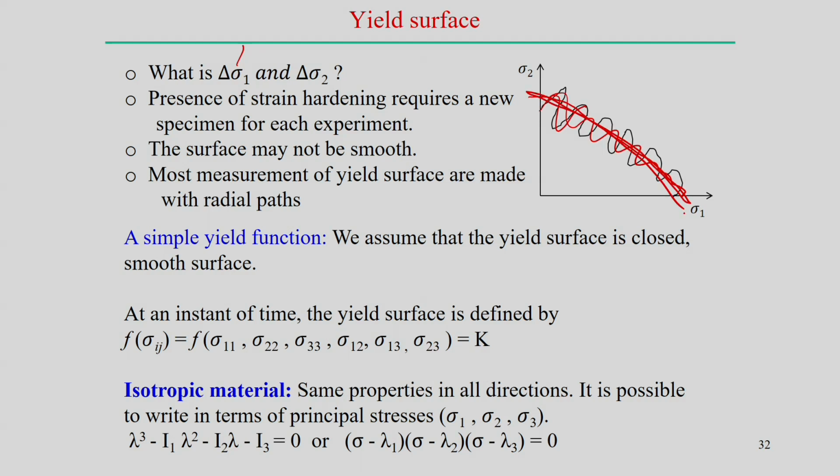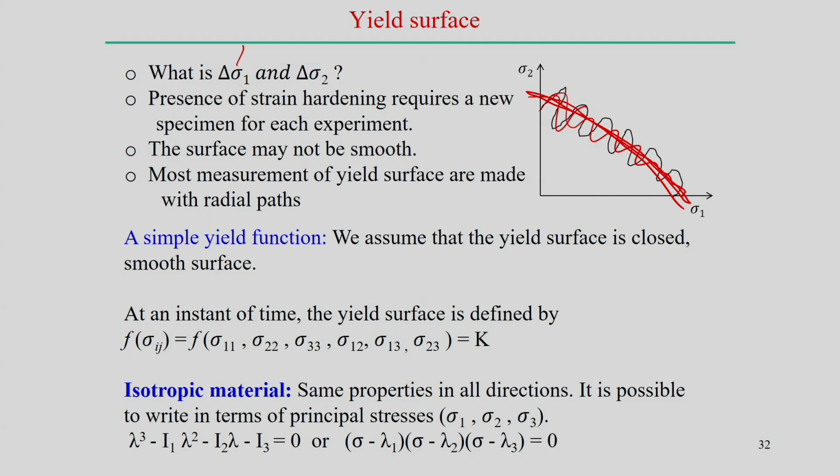So, some averaging value. Of course, the presence of strain hardening requires a new specimen for each and every experiment, since there is a strain hardening effect in elastoplastic material. So, we need to conduct more experiments, and of course, the surface may not be smooth, there is a kind of curvature. Therefore, most of the measurements of the yield surface are made with the radial path, so that means in this radial direction we can measure most of the yield surface.